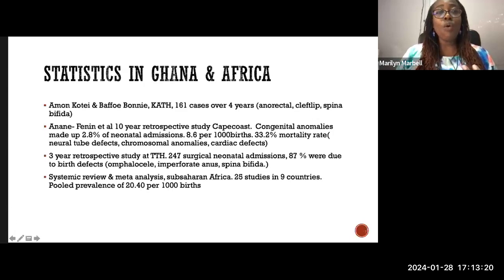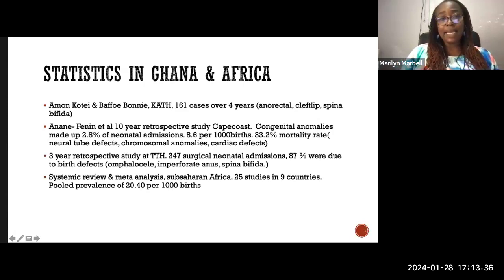They found more defects like neural tube defects, or what we'll call common ones like spina bifida. And then they found chromosomal anomalies. The most common one we know will be Down syndrome. And they also found cardiac defects.